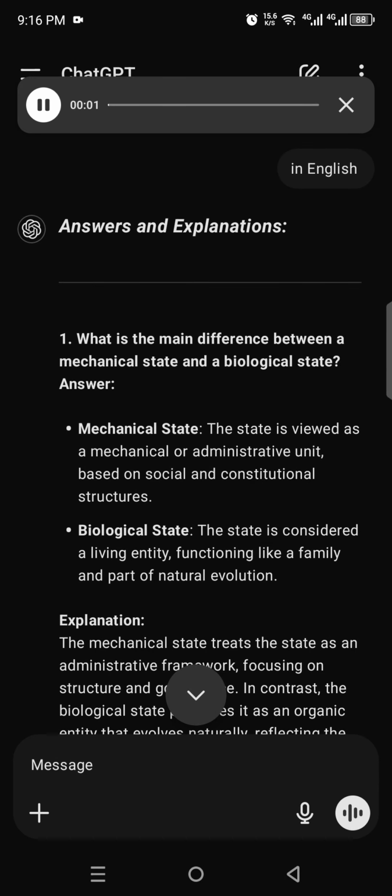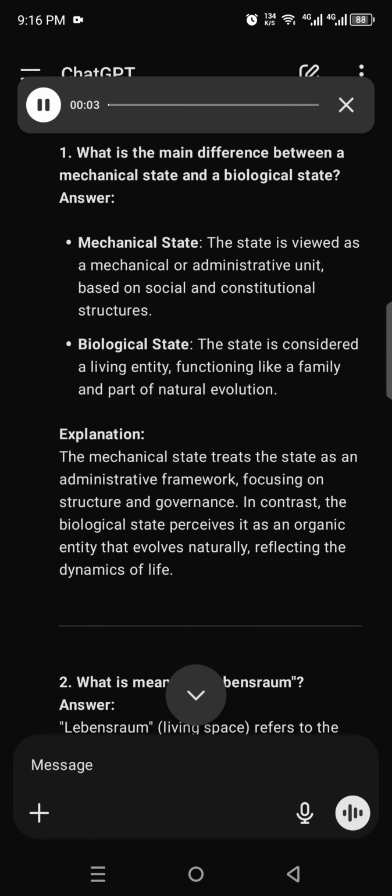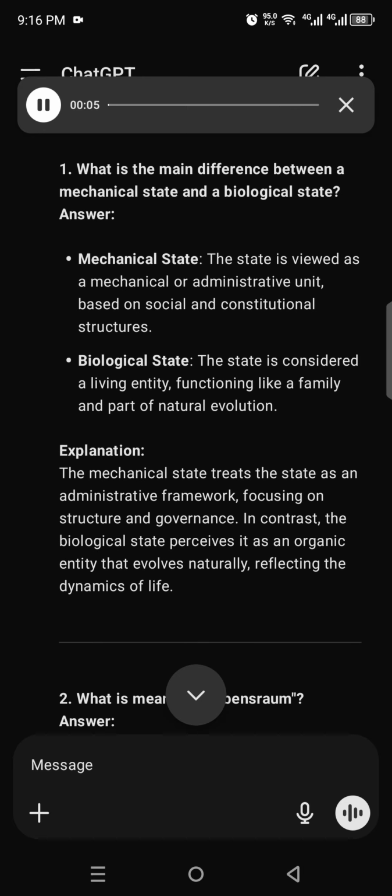Answers and explanations. 1. What is the main difference between a mechanical state and a biological state? Answer. Mechanical state. The state is viewed as a mechanical or administrative unit based on social and constitutional structures. Biological state. The state is considered a living entity, functioning like a family and part of natural evolution.